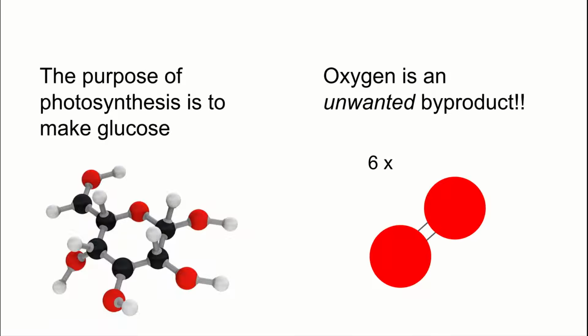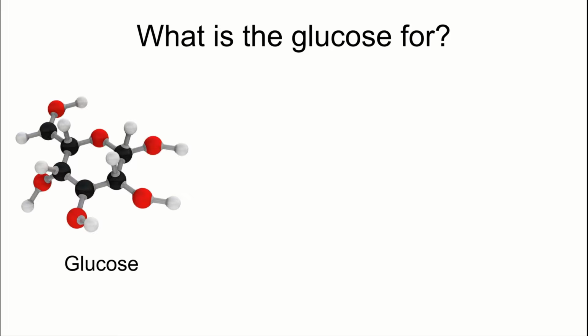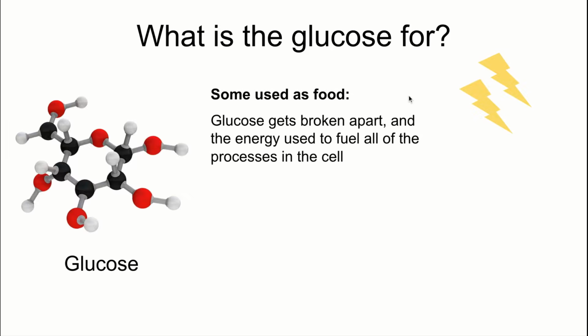But why? What's the purpose of glucose? What is the glucose for? Well, some of the glucose gets used as food. And this is really, really important. That glucose, with all of the energy stored inside of its bonds, gets broken apart. And the energy is used to fuel all of the processes in the plant cells and in whoever's eating that plant as well. This process is called cellular respiration, and that'll actually be the next topic that you learn about.